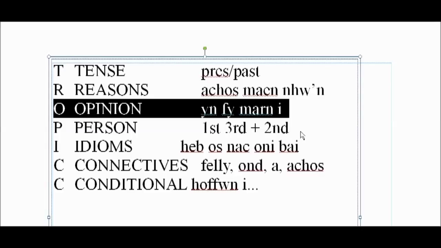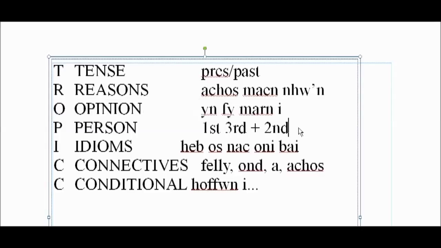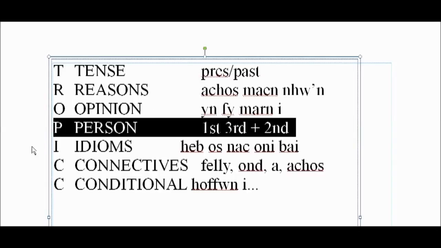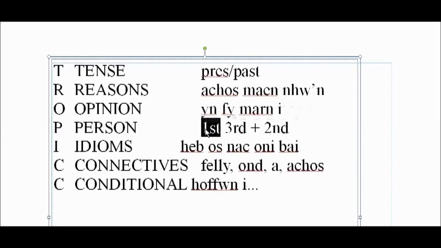What does the P stand for? Well, the P stands for person. You must use your first, second and third person. First person, talking about yourself. Third person, talking about other people. And when you ask questions, you'll be asking it in the second person, you. Ti and chi.